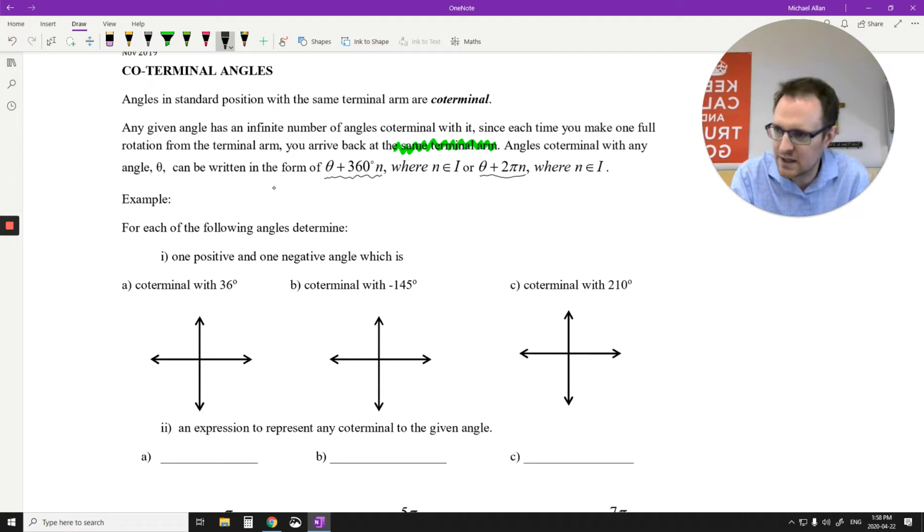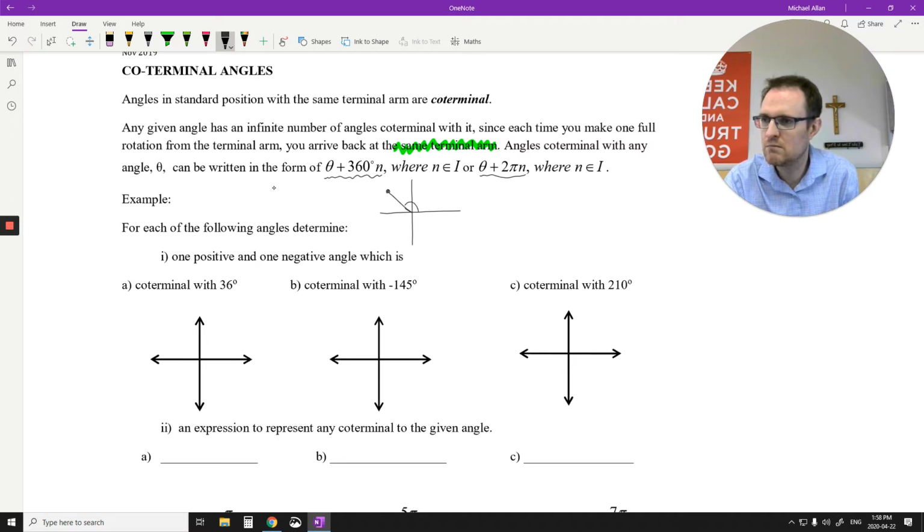But what they're doing here, imagine I have a terminal arm. Let's put a terminal arm right in this quadrant again, quadrant 2. There's my terminal arm. I'm going to draw my standard position angle. This is my principal one because this is my smallest one. Doesn't really matter what this is. Let's just say that this is 125.